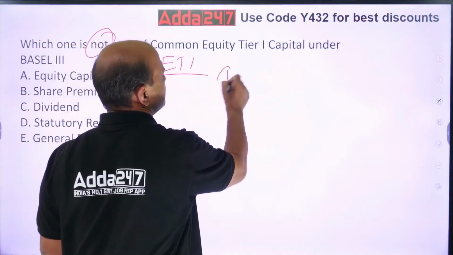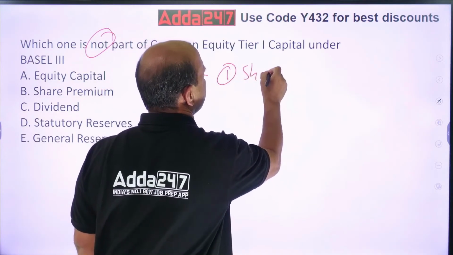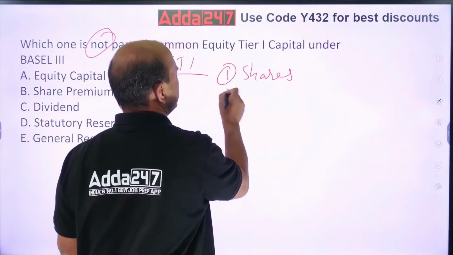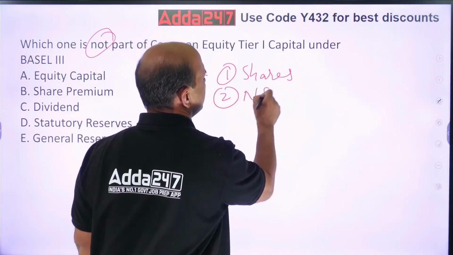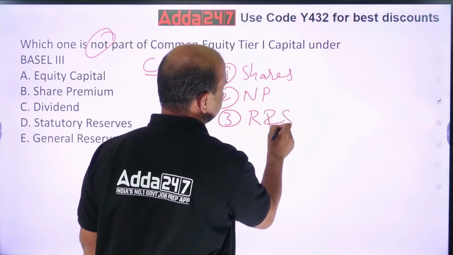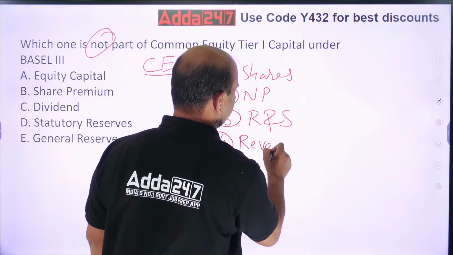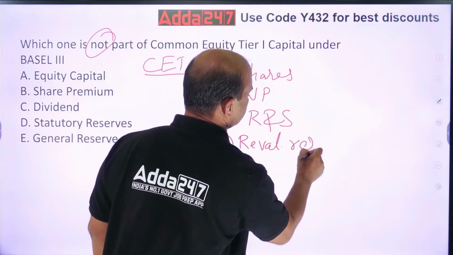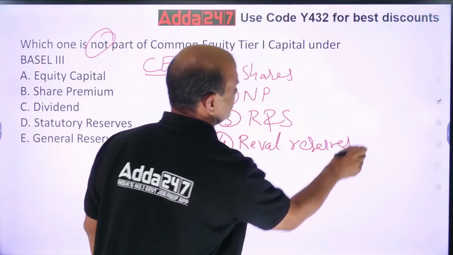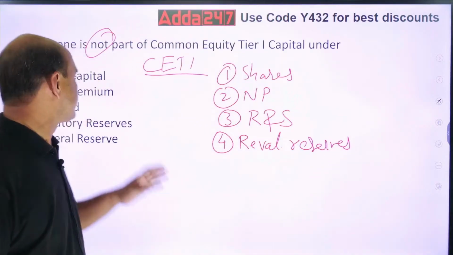One, shares. Shares means equity capital. Second is net profit. Third is reserves, reserves and surplus. And fourth is revaluation reserves. So these are the four elements mainly. Now, out of these four, look at this.